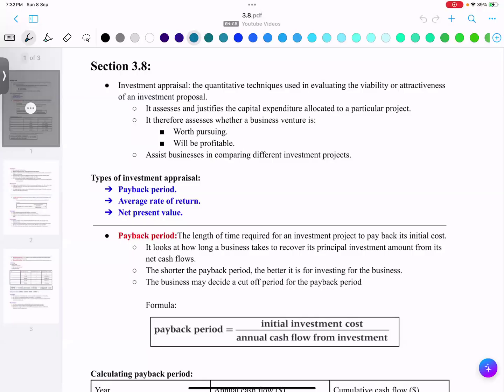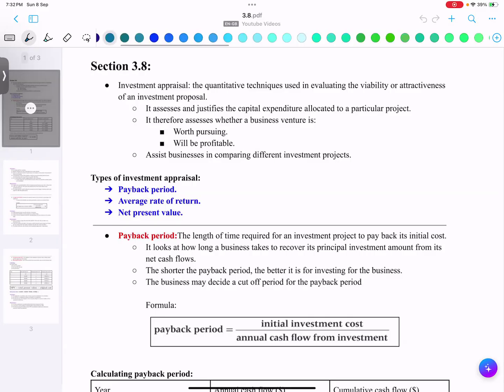Hello, you guys. Today we're going to be doing section 3.8 of IB Business Management. I'm pretty sure this is HL only, at least some parts of it. So let's begin. Firstly, we need to know what an investment appraisal is.